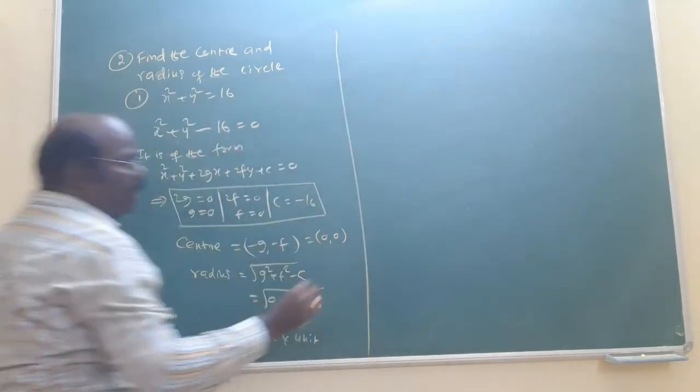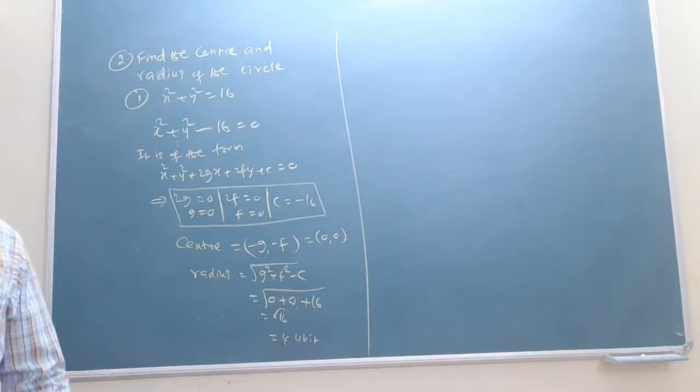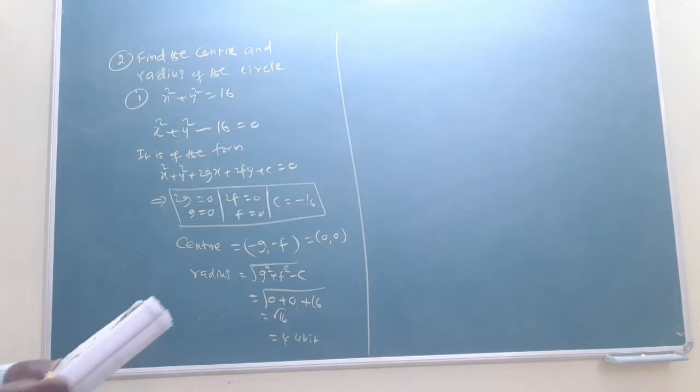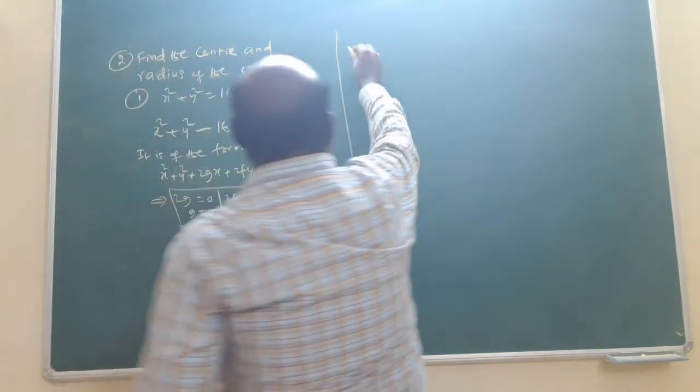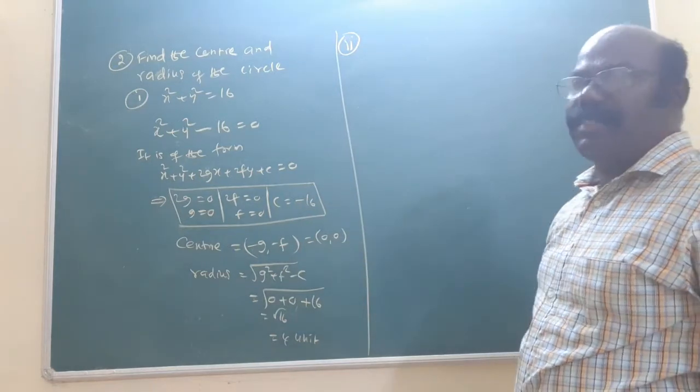In this way, you will find the center and the radius. If one equation is given, you write the circle equation, then compare to find the values of g, f, c, then write the formula and substitute.